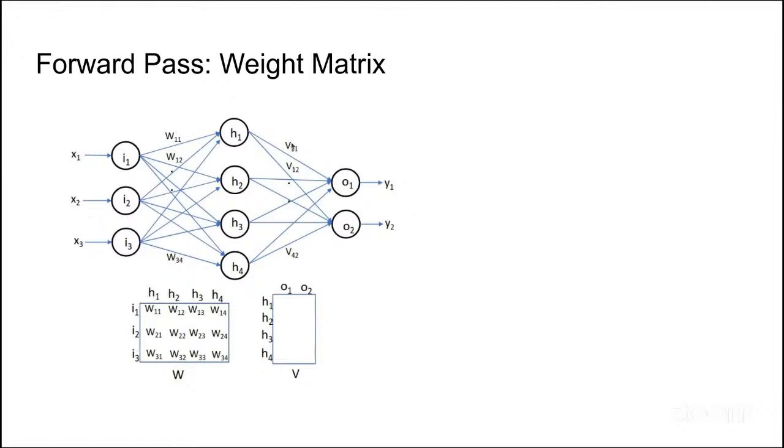Similarly, for the next connections, we have the weights V11, V12, and V41. So H1 with O1 connects with V11, H1 with O2 connects with V12, and similarly H2 connects with V21, and H2 with O2 is V22, H4 with O1 is V41, H4 with O2 is V42. And that's how you have a V matrix, right? We can write this W matrix and V matrix now.